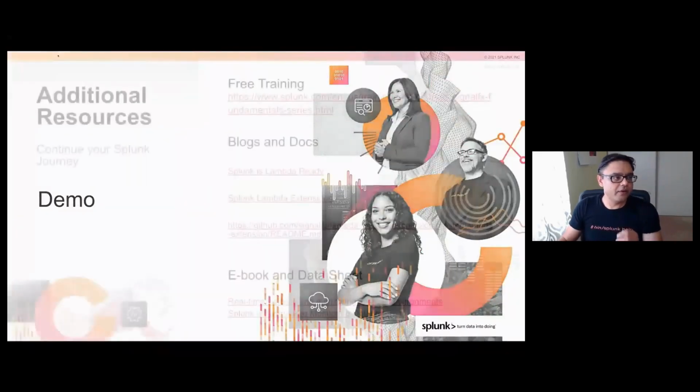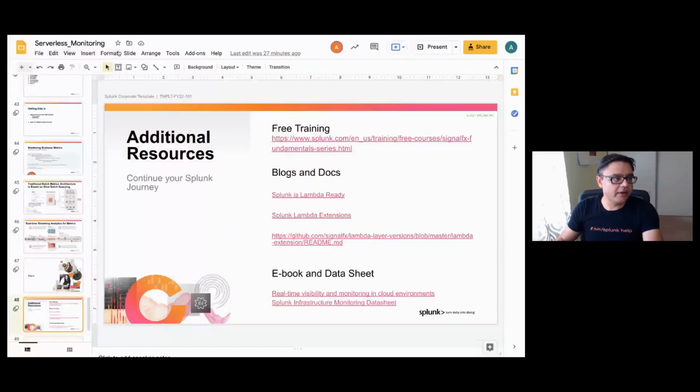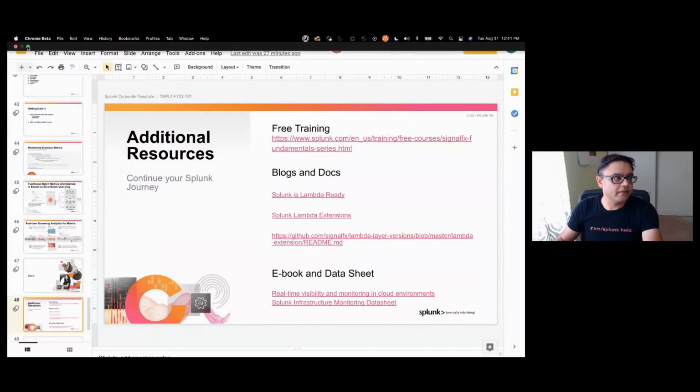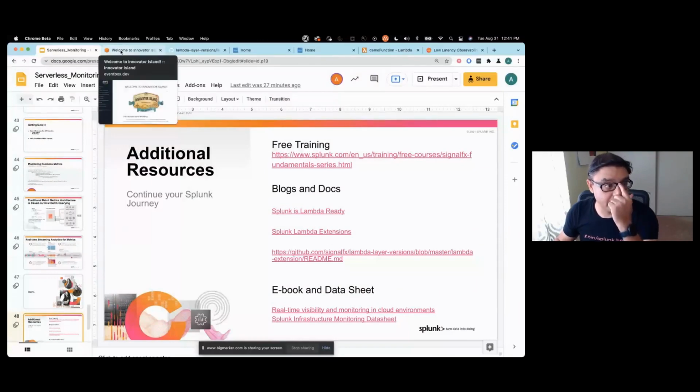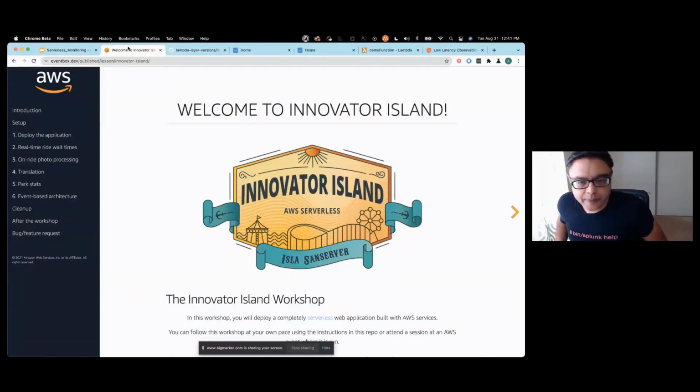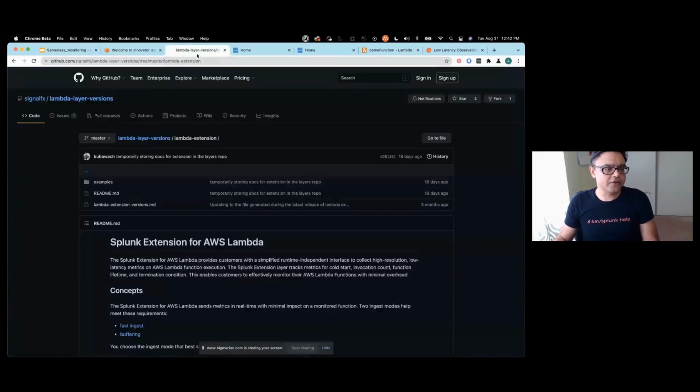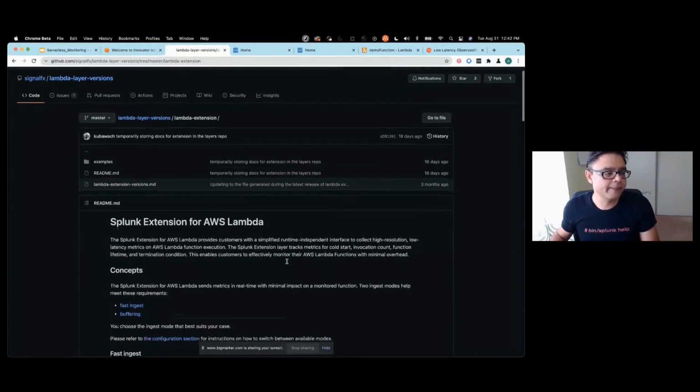So let me go here and look at the demo that I have set up. First of all, what I have set up is this serverless workshop that AWS runs, Innovator Island. The reason I have set it up is because it not only uses Lambda functions, but it is also using other AWS services like DynamoDB, SNS, ELB, and others. So let's talk about the Lambda extension and how I'm getting the telemetry data into Splunk Infrastructure Monitoring.